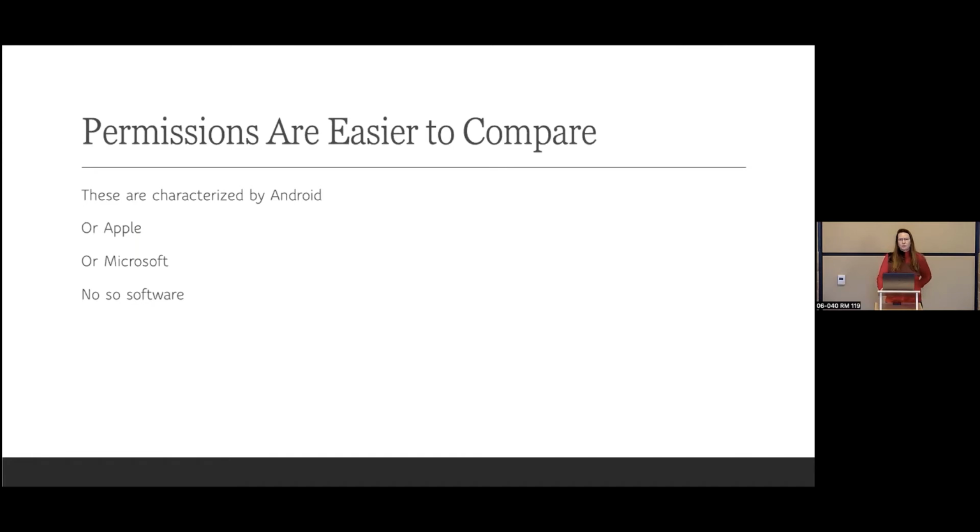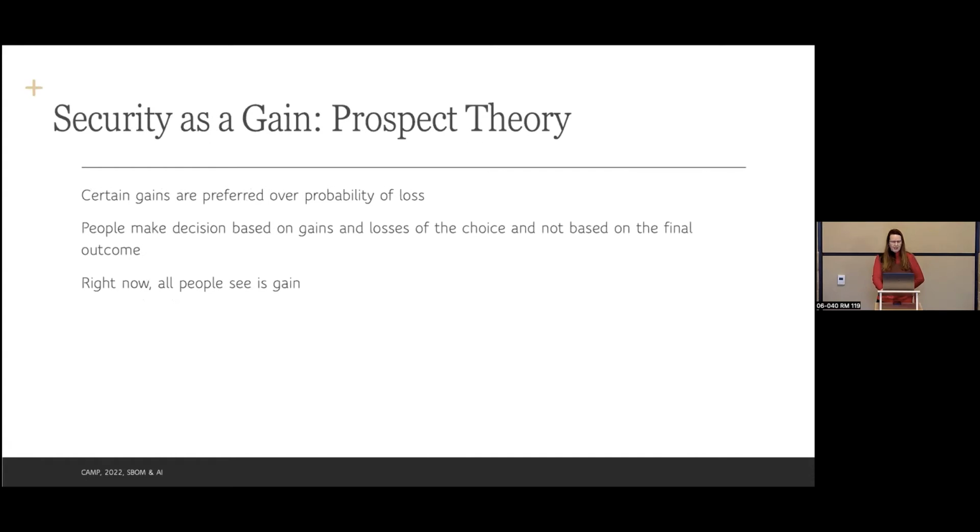Also, permissions are much easier to compare than dependencies. They're characterized by Android and Apple or Microsoft. They're like, hey, this is harmless. You could worry about this. You should definitely worry about this. We don't have that with software. It's going to be much more difficult to come up with an effective label for software. And whatever we do, we want to present it as a gain. Hey, this is great. You're getting more security.